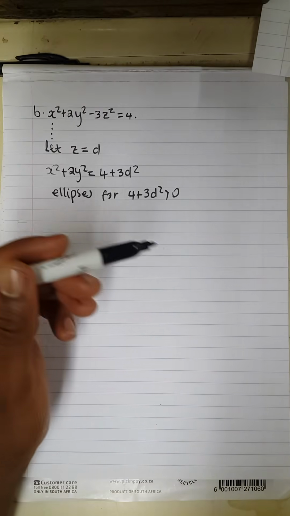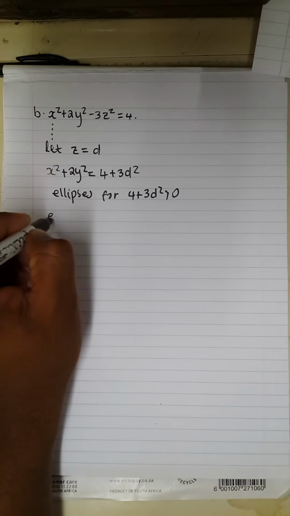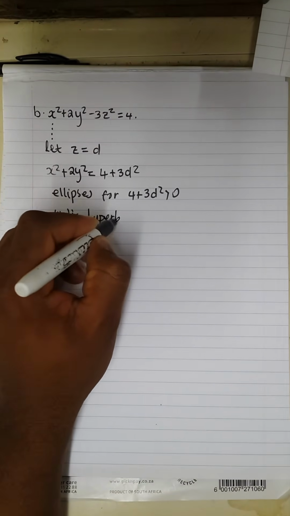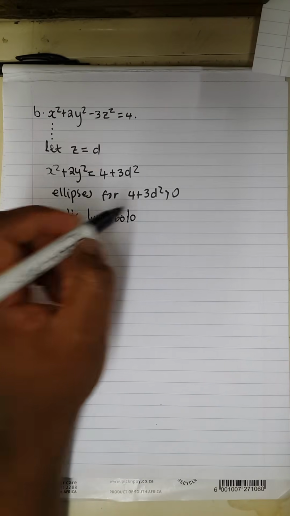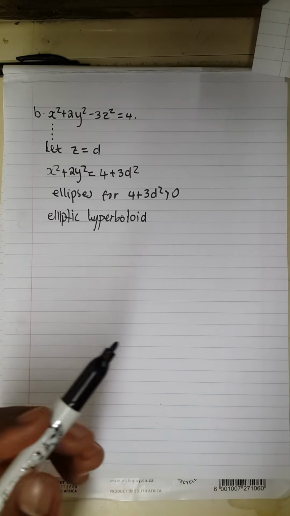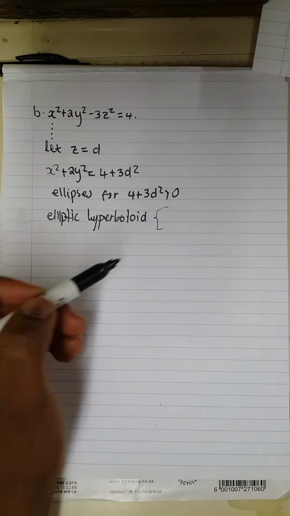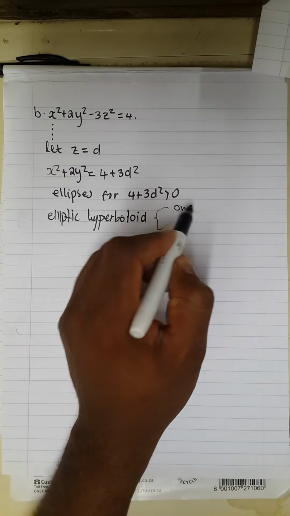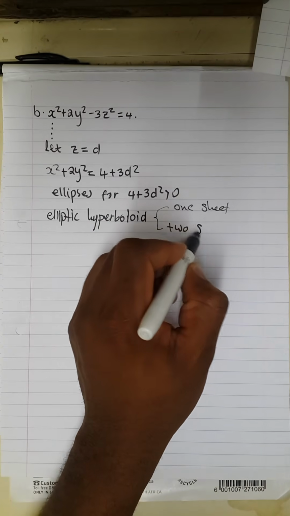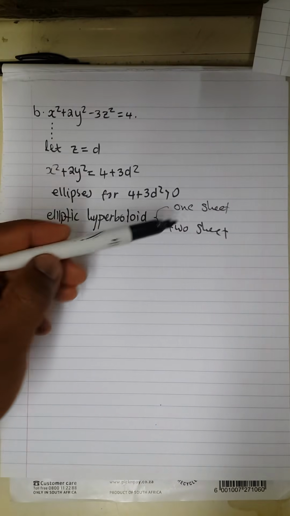So we have ellipses, and the whole surface is called an elliptic hyperboloid. Now with elliptic hyperboloid we have two kinds: a hyperboloid of one sheet and a hyperboloid of two sheets. So this one has to be either of the two.